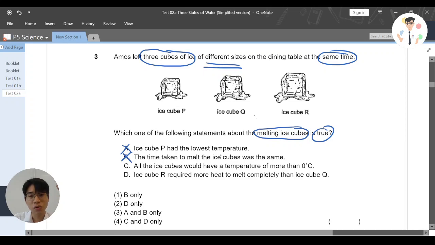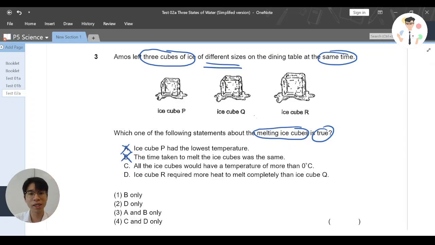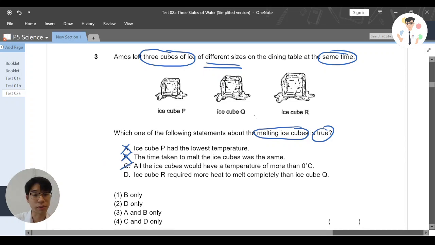C. All the ice cubes will have a temperature of more than 0 degrees Celsius. Again, look at your booklet too. It actually explains it should be 0 degrees Celsius until it fully melted. So it's not possible. Okay. So D. Ice cube R requires more heat to melt completely. Yes, it requires more heat because it's bigger in size. So the answer is option number 2, which is D only.